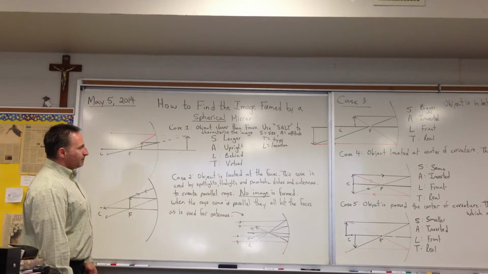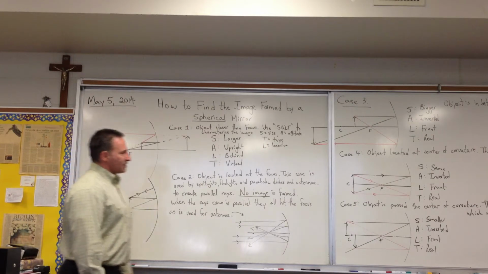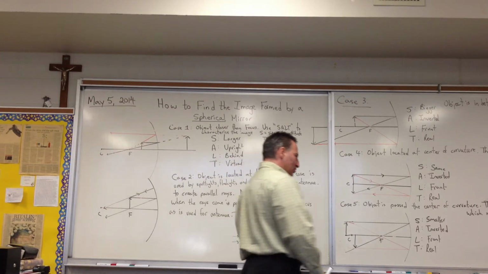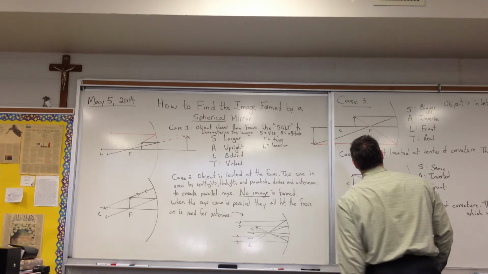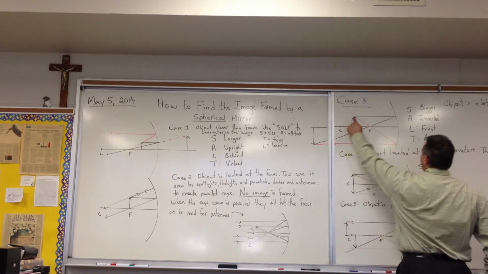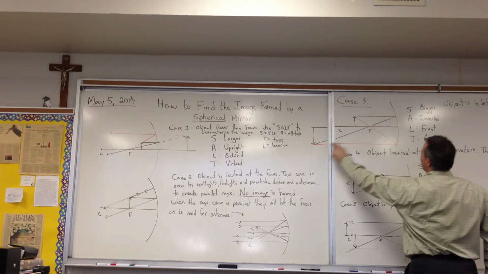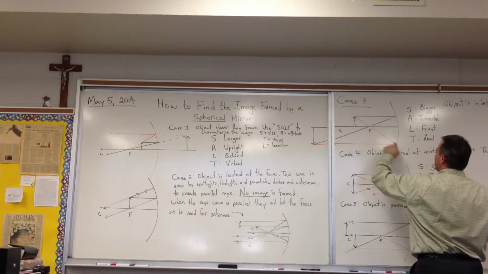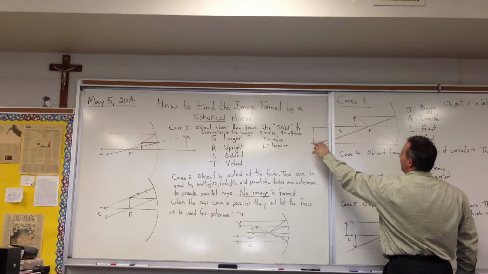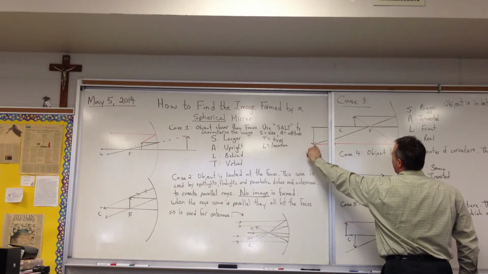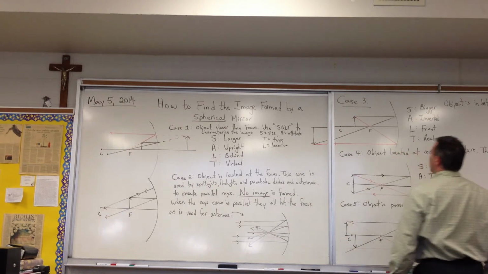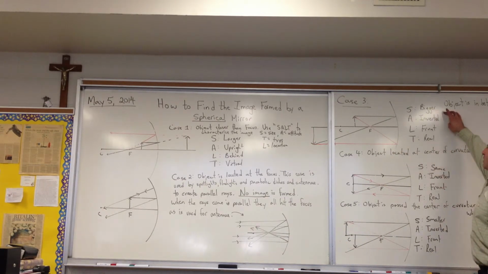In case 3, the object is past the focus but closer than the center of curvature. In this case, again, draw your 2 rays. One ray goes straight to the mirror and then comes back to the focus. The other ray goes through the focus and then comes back parallel. Where the 2 rays intersect is where you're going to form your image. In this case, the image is bigger, it's inverted, because it's upside down. It's in front of the mirror, and it's a real image, which means it can be cast onto a screen.